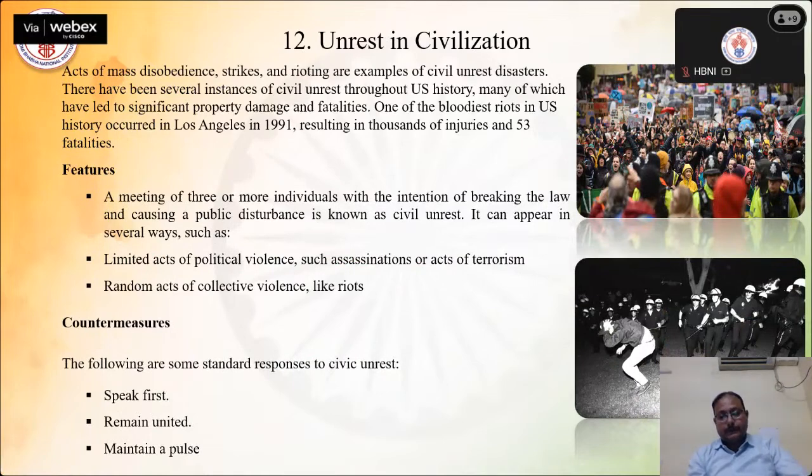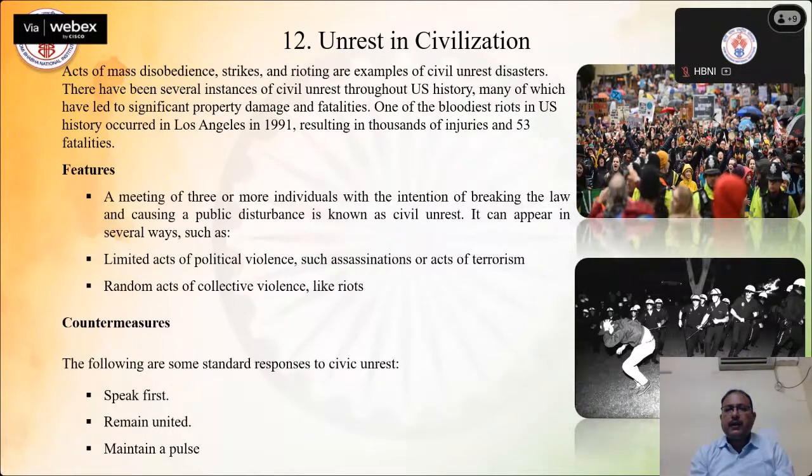Unrest in civilization. We are witnessing that these types of things have increased in recent eras. Acts of mass disobedience, strikes, and rioting are examples of civil unrest disasters. People are not supporting their own leaders. They will say, no, we are not going to support you. What we call in Hindi takhta palat. They have elected these people and given their vote for them, but because of these policies, they will not believe in their leadership.